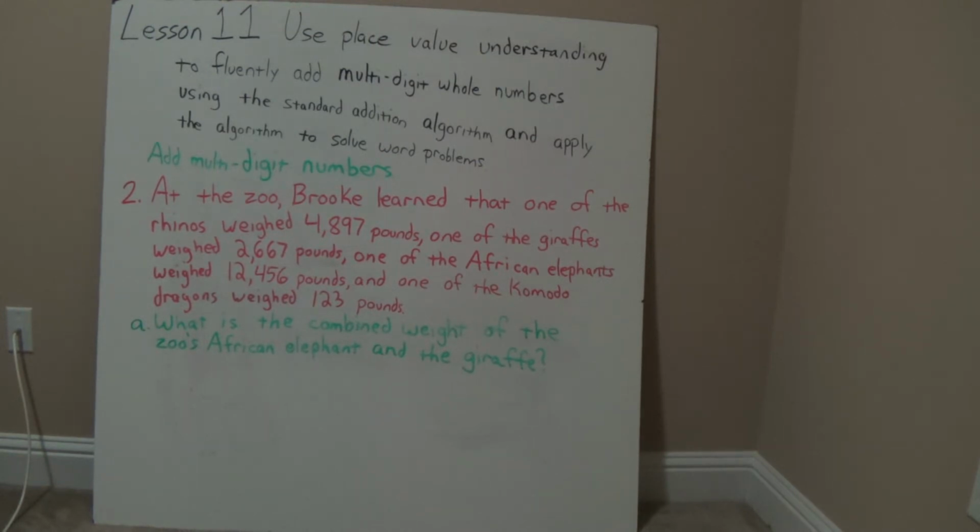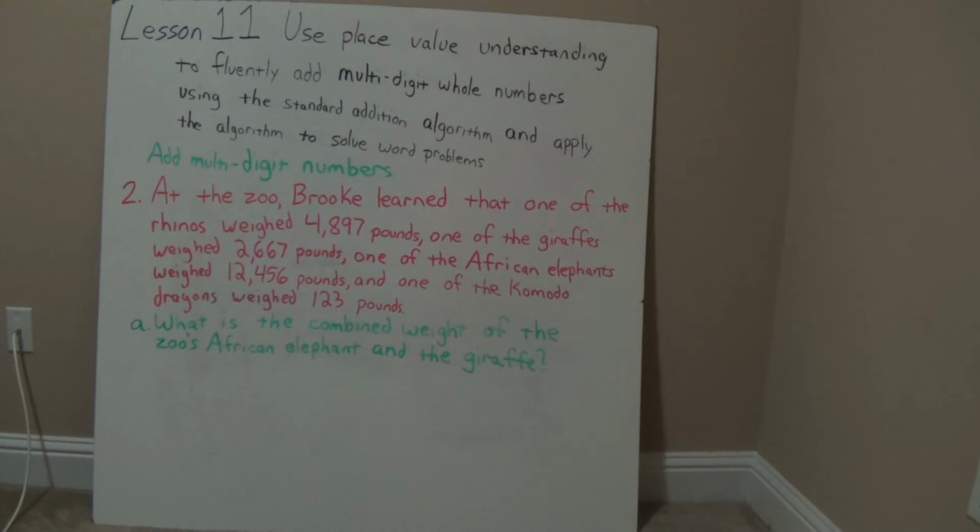Now, I only have letter A written on the board right now because that's all I could fit to make sure that we can actually see the whole problem. So as we go through this, I'm going to erase letter A, and we're going to go to letter B, then C, then D, so we can make sure that we remember and learn how to break down a word problem one step at a time. Now, instead of looking at all A, B, C, and D, I'm just going to look at letter A. I'm going to read my question one time without doing anything else. Letter A says, what is the combined weight of the zoo's African elephant and the giraffe?